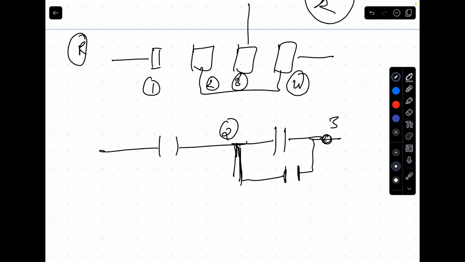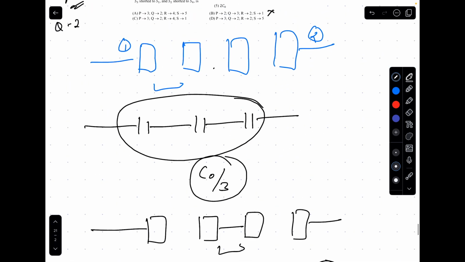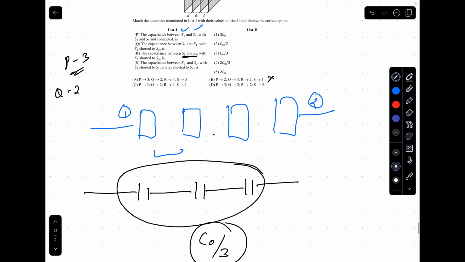So then this is 2 C naught and this is C naught. So that is 1 by 2 C naught plus 1 by C naught. That becomes 2 C naught divided by 3. Yeah, so that is 2 C naught by 3. So which option is correct? 2 C naught divided by 3 for R is the fourth option. So it means D is incorrect, R is fourth.